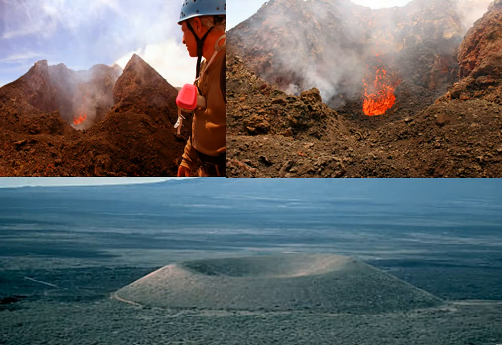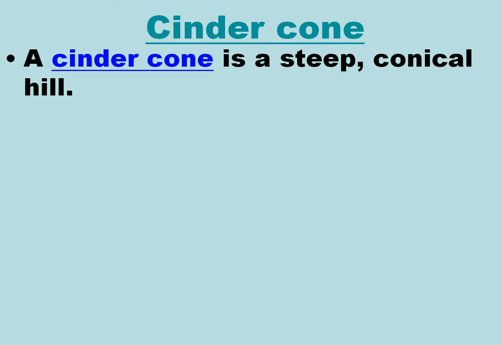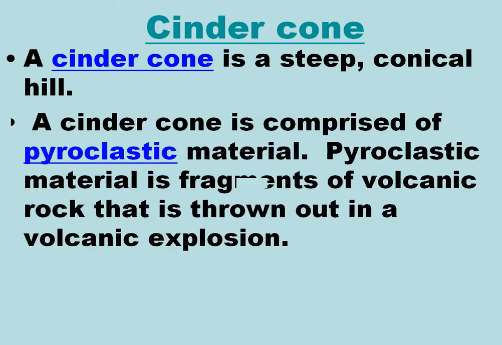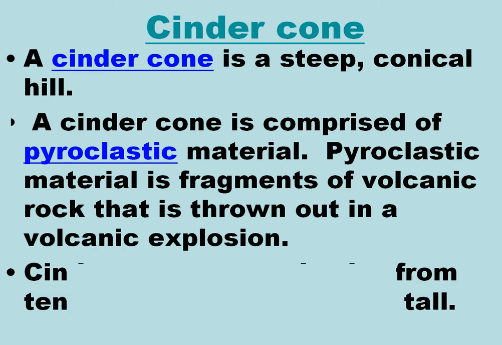And a cinder cone, let me back up once here. Oh, I kind of put one of the slides out of order. But a cinder cone is actually a steep conical hill, and it is comprised of pyroclastic material. Pyroclastic material, these are the fragments of volcanic rock that come spewing out of a volcano, thrown out of a volcano. And they tend to cause a lot of volcanic explosions. They tend to be pretty explosive.